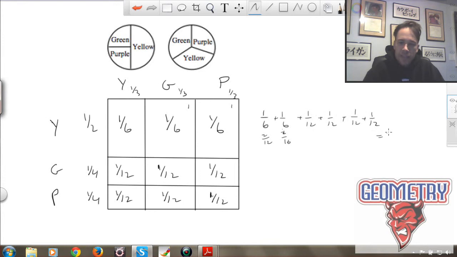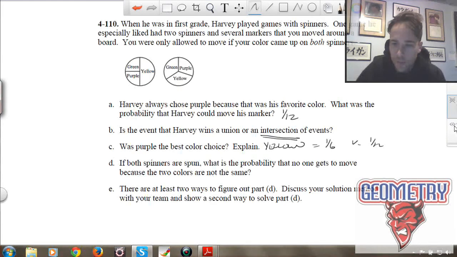There is an 8/12 chance that no one gets to move, which also reduces down to a 2/3 chance. So it's like a 66.6% chance that no one gets to move. So 8/12 or 66.67% chance that no one gets to move.